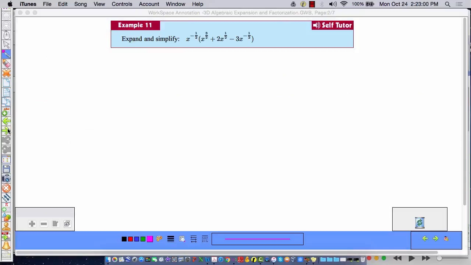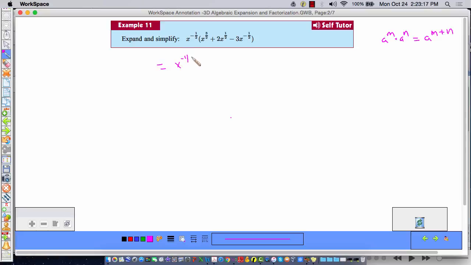Okay, so expand and simplify, and all I'm going to do is remind you of the rules of exponents. A to the m times a to the n is equal to a to the m plus n. So this is not too horrible. This becomes x to the negative 1/2 plus 3/2, right? If I distribute this term, plus x to the negative 1/2 times 2x to the 1/2, plus x to the negative 1/2 times negative 3x to the negative 1/2.